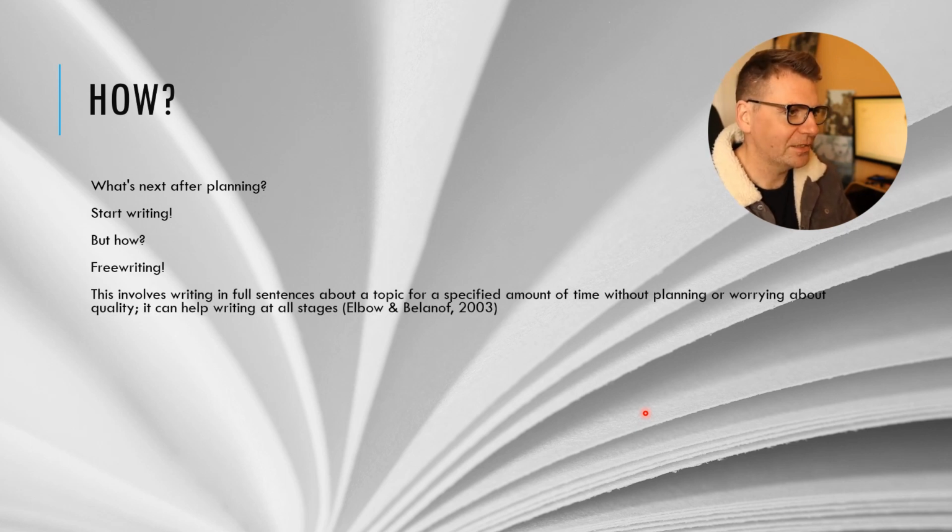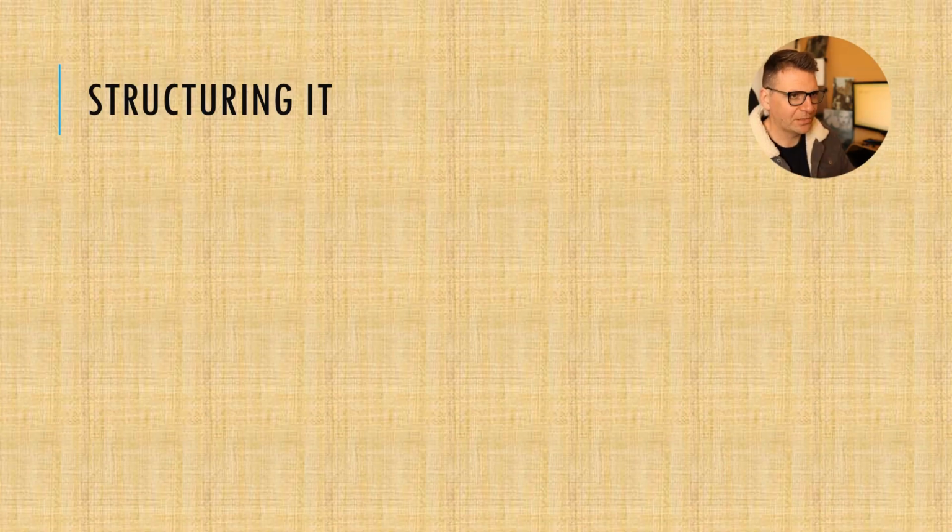Free writing, okay? I don't know why this is so small. The writing is too small for me to read. This involves writing in full sentences about a topic for a specified amount of time without planning or worrying about the quality. It can help write on all stages. That's like our good friend Elbow and Bellanov. Free writing, okay? Very important when you're doing your stream of consciousness first draft of your thesis or even an essay, that you write down the gobbledygook. This happened, then that happened, and this other thing happened. And then later on go, okay, I'm going to put in the reference to that now. I'm going to bolster the argument. Then I'm going to put in the link words and the signposts and things like that, okay?